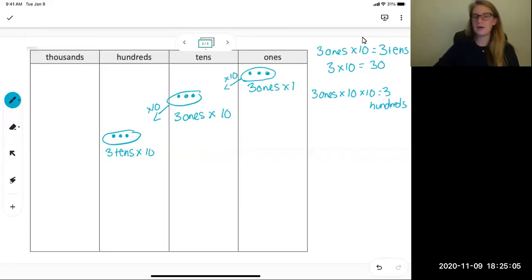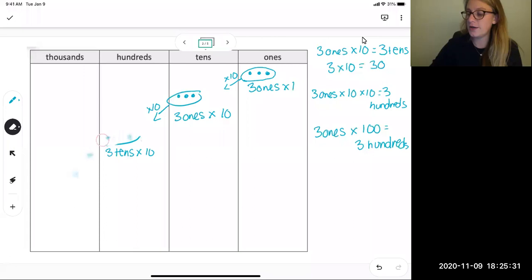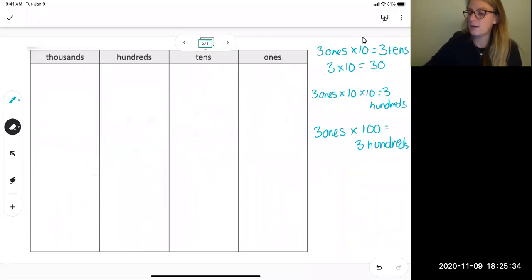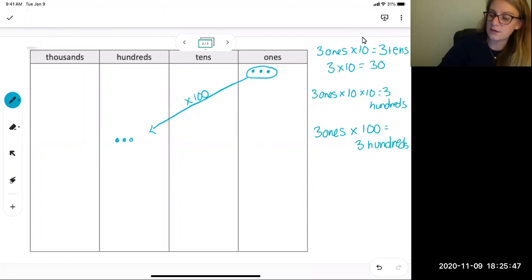Okay, so looking at my equation, I have 3 ones times 10 times 10. Another way I could write that is 3 ones times 100. That also gives me 3 hundreds. So I could start with my 3 ones and multiply by 100, which gets me 3 hundreds.